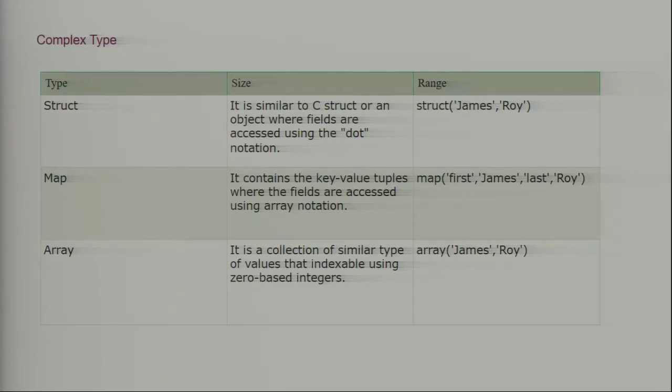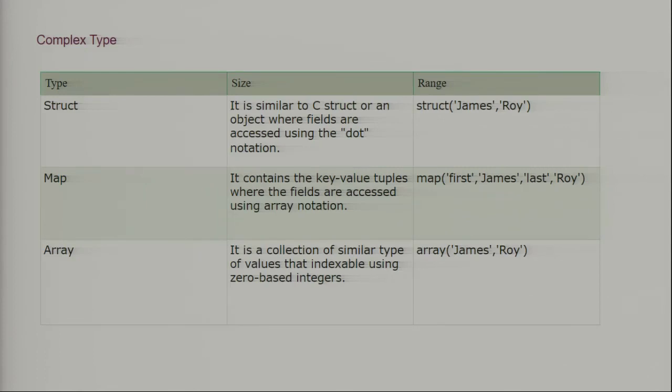Coming towards the last part of it, that is the complex type. So this is also a part of data type in Hive. Okay, so the type is struct. It is similar to C struct or an object where fields are accessed using the dot notation. So using the dot notation, I can access the fields. Of course, you can see a struct with 2 columns, James and Roy, which are provided in a single quote. Remember that.